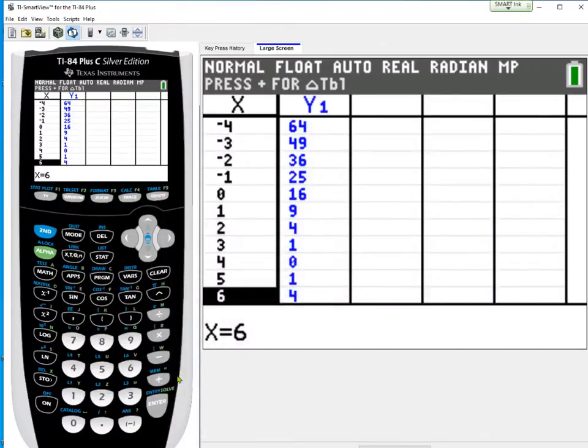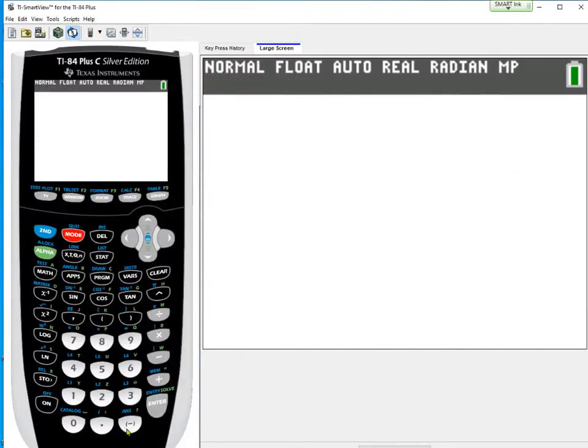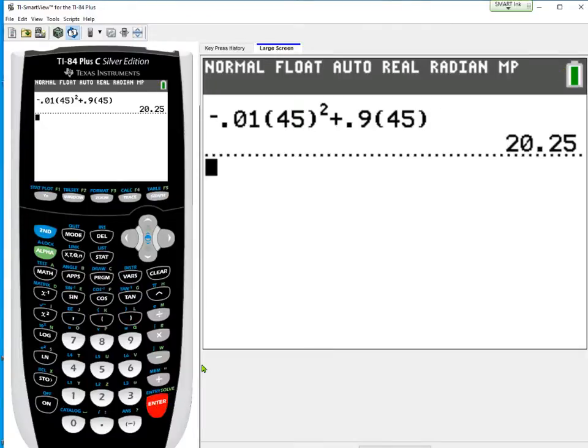So here we go. All right, so let me go to here, and here's what I did. I did negative 0.01 times open parenthesis 45, right? Because that's what our x value was. And it's squared. And then I'm going to add to that 0.9 times open parenthesis 45 close parenthesis. So there's the whole formula with 45 in it, right? And that should be 20.25.